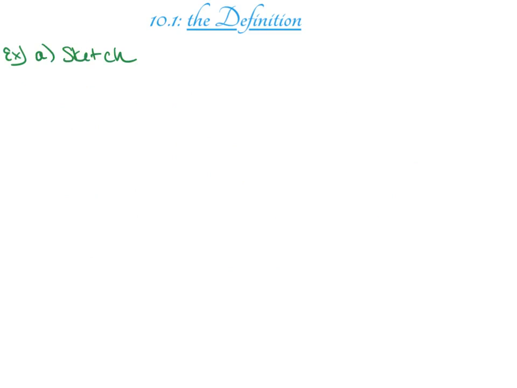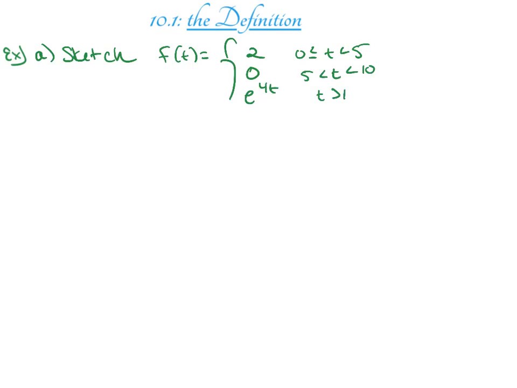So before we jump into this last example, I want us to sketch this graph. I want us to sketch f of t given by 2 when t is between 0 and 5, including 0 but not 5. f of t is 0 when t is between 5 and 10, including neither 5 nor 10. And e to the 4t when t is bigger than 10.